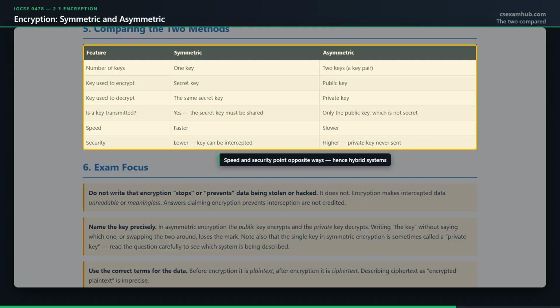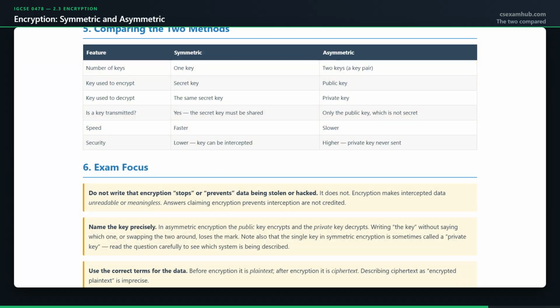Speed. Symmetric is faster. Asymmetric is slower because the algorithm is more complex and needs more processing power. And security, symmetric is lower because the key can be intercepted. Asymmetric is higher because the private key is never sent. Notice that the speed column and the security column point in opposite directions. Neither method is simply better, which is why real systems frequently use both, using asymmetric encryption to exchange a symmetric key safely, and then symmetric encryption for the bulk of the data.